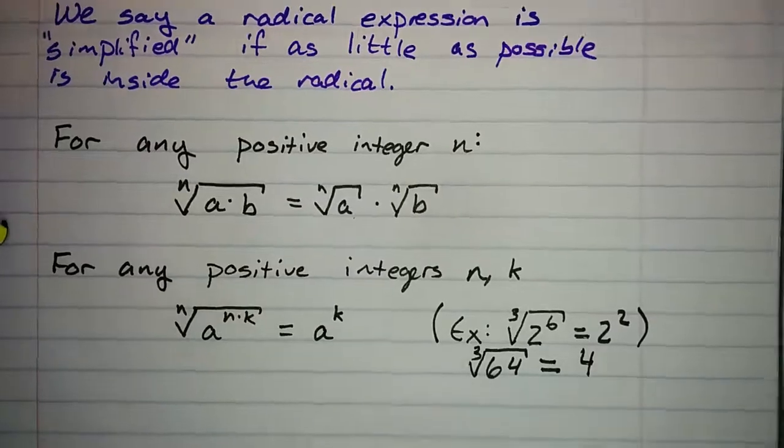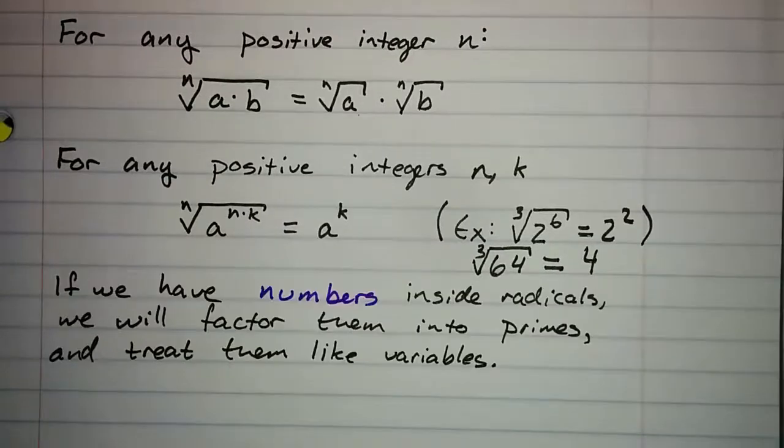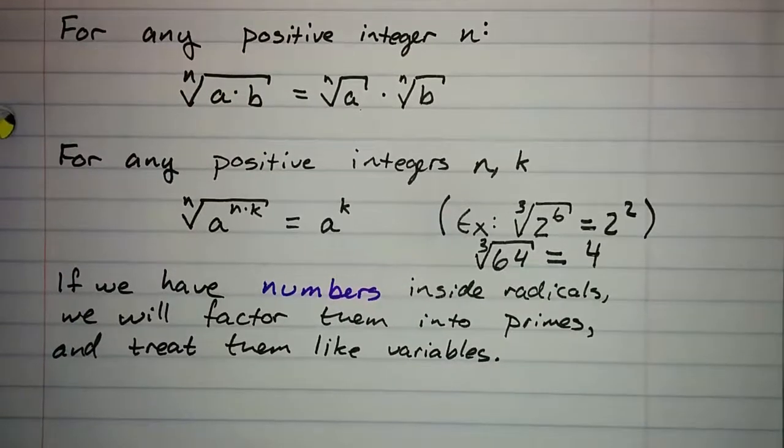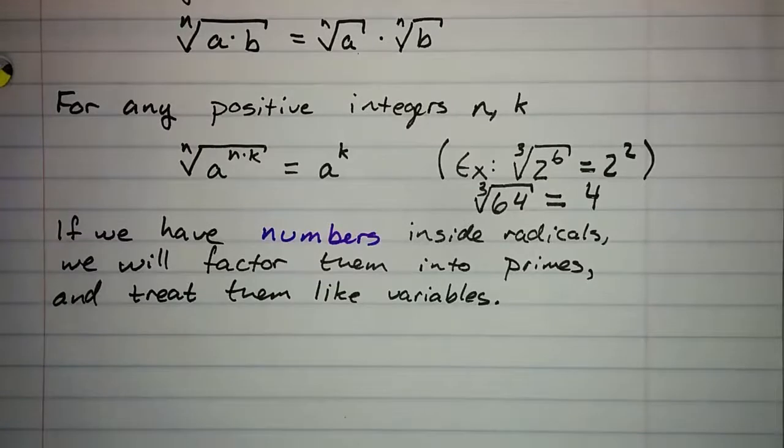No problem. And then there's one more thing that we're going to do that we didn't bother with when we were simplifying square roots of numbers, but now that we have higher radicals, this is worthwhile. If we have numbers inside of radicals, we'll factor them into primes and then treat them like variables. So now we have all of the groundwork in place. Let's see how we simplify a radical expression. I'm going to give you a simple example first. Let's say we want to simplify the cube root of x to the 7th.